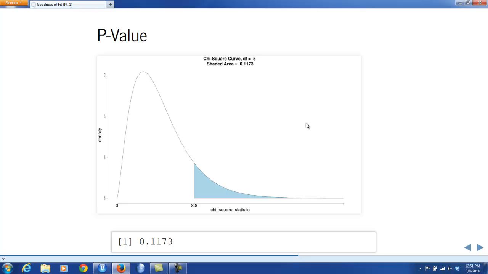Therefore, the p-value for our test, the probability that the chi-square statistic is at least 8.8, should be approximately the area underneath this chi-square curve past 8.8, the shaded area that you see here. That shaded area is about 0.1173. So our approximation for the p-value is that it's about 11.73%.